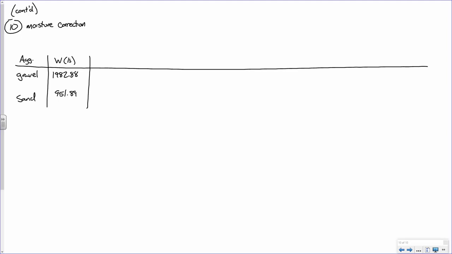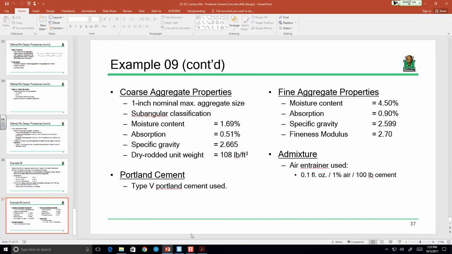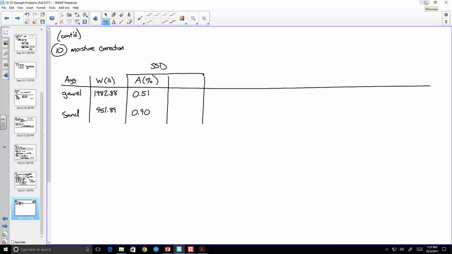So let's look at saturated surface dry. So the first thing I want to see is the absorptions. Now you all remember how to do this. We've already looked at that in the lab. So we'll say this is SSD. Okay, so what was the absorption for the gravel and the sand? Does anybody remember these values? 0.51 and what? 0.9, okay? If you're a little rusty, that came from right here. So for the coarse aggregate, our absorption was 0.51, and then fine aggregate, 0.9. So 0.51, 0.9. Okay? So let's determine the weight of the water at the saturated surface dry condition.